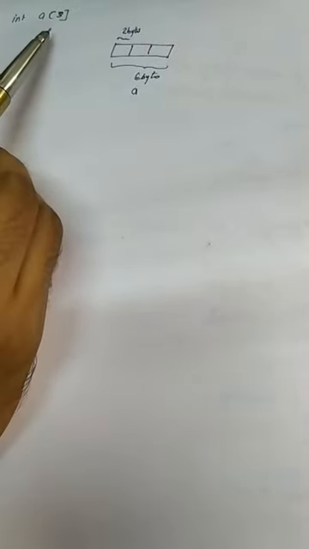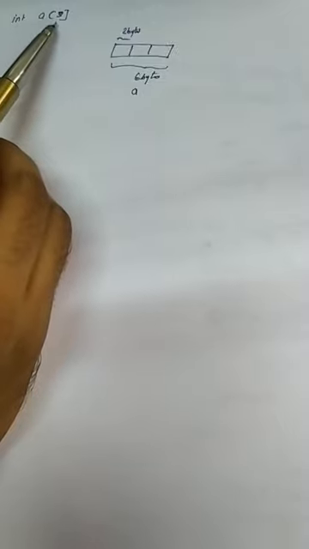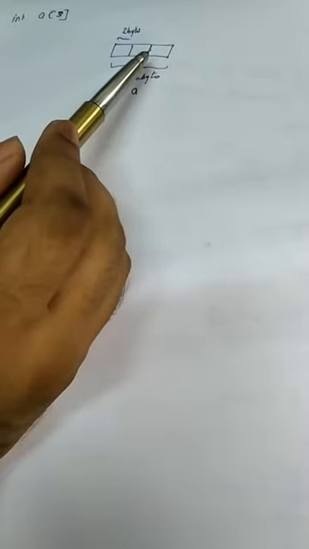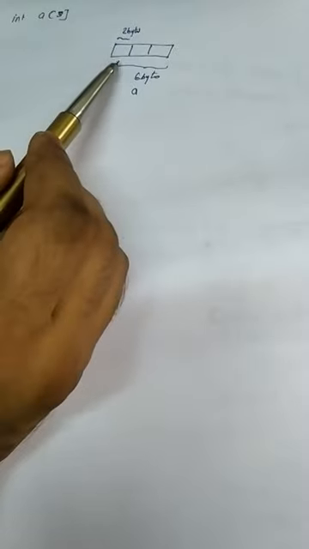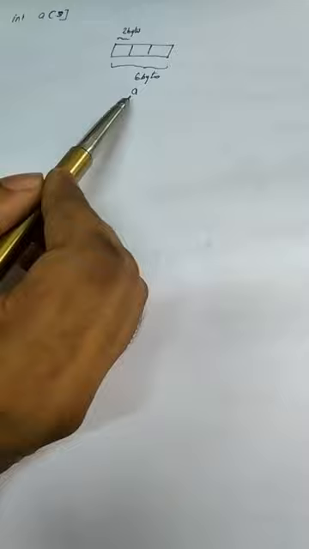Hi friends, so I will be writing int a of 3 to declare an array of size 3. If I do it so, 3 slots will be allotted which can store integer values. Each slot will be of 2 bytes, so totally it will be of 6 bytes, and together we will be giving the name as a.